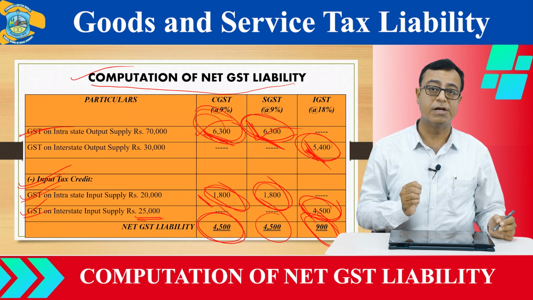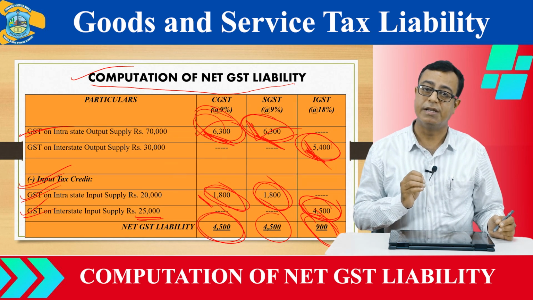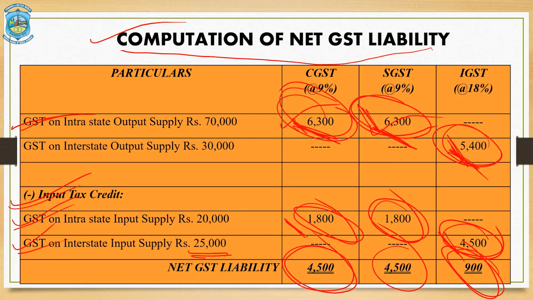This is the calculation of net GST liability in case of COGS, profit margins and the distribution allocation of the sell. So student, now you are able to calculate the net GST liability in case of COGS, profit margins.